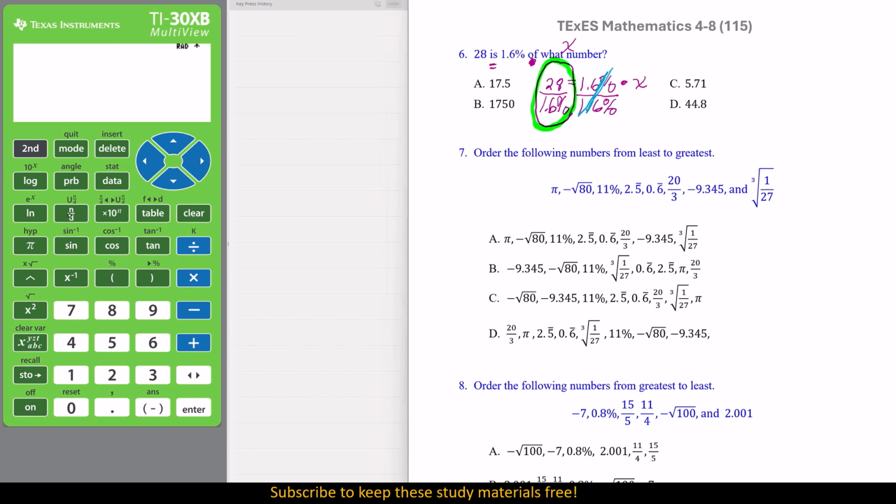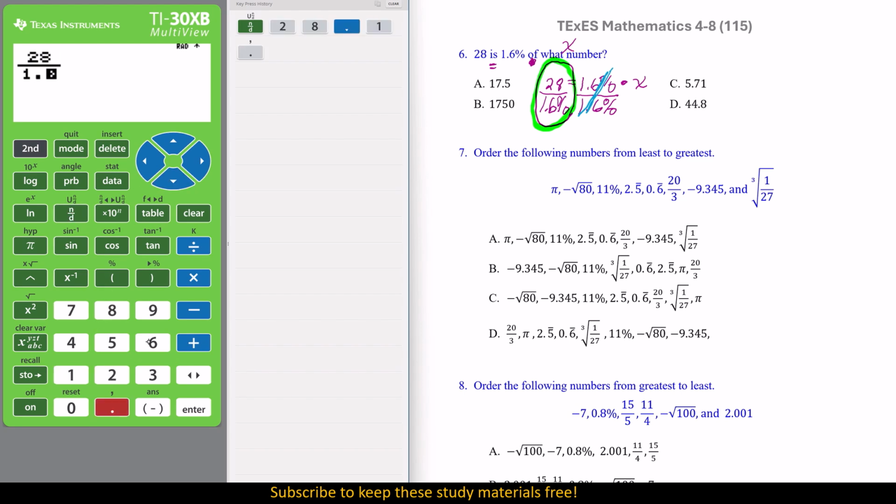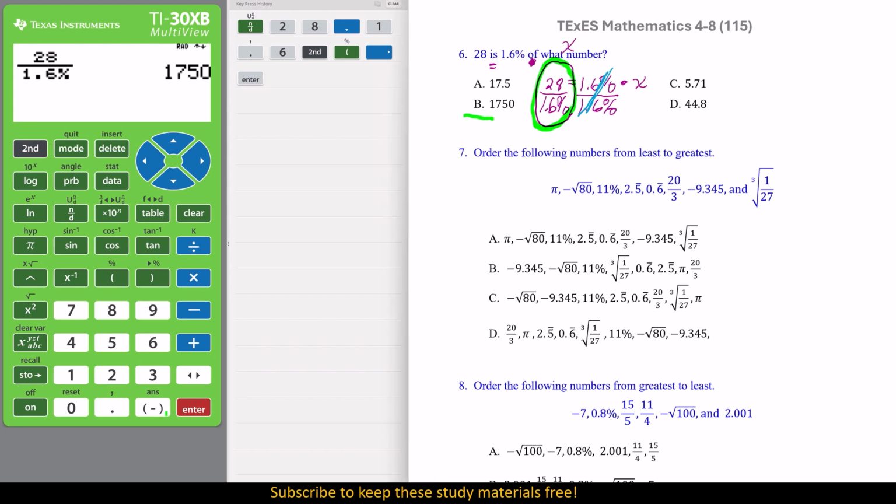All right, so let's put our fraction there. 28 over 1.6, type in second percent. Now, we're not looking for a percent, but we need that percent because that is how everything flowed and that's how it's actually written. This will give us our x. So push enter and that gives us our value and that would be option B. I'm going to go ahead and just circle it there.